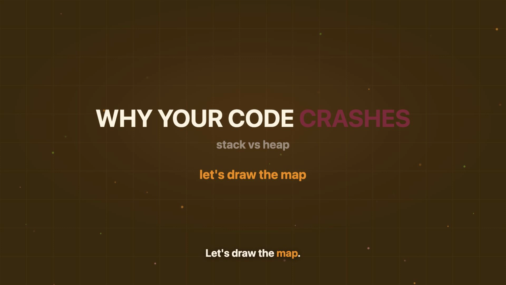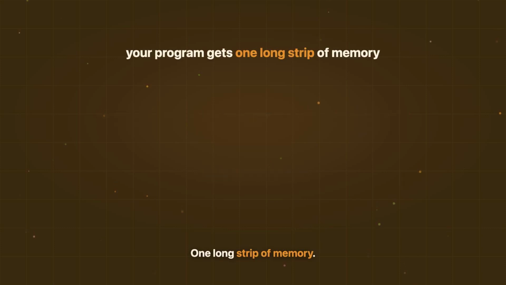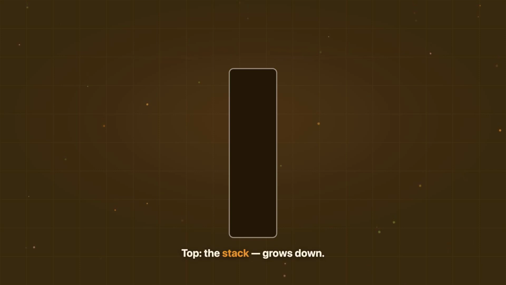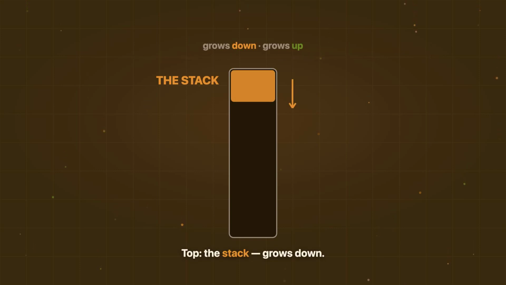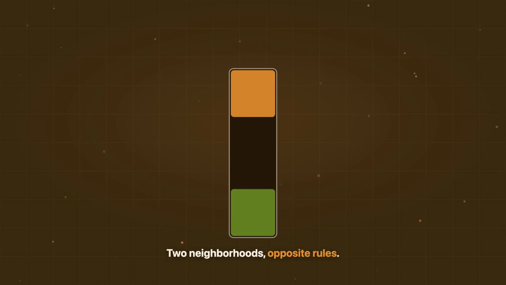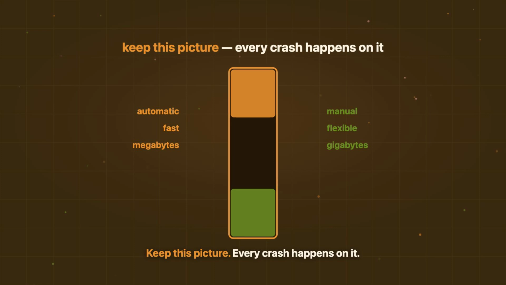Let's draw the map. When your program starts, it gets one long strip of memory. At the top, the stack. It grows downward. At the bottom, the heap. It grows upward. 2 neighborhoods moving toward each other with completely opposite rules. Keep this picture. Every crash in this video happens somewhere on it.